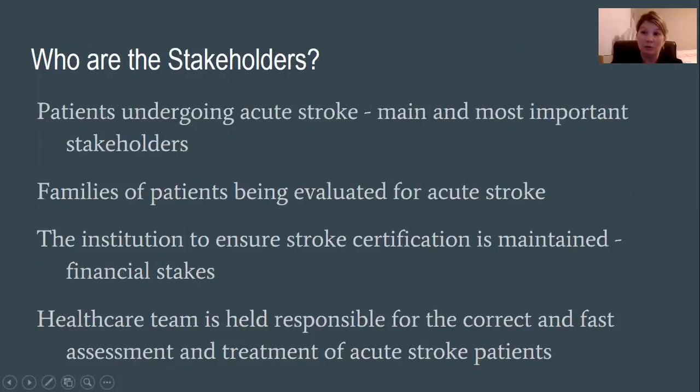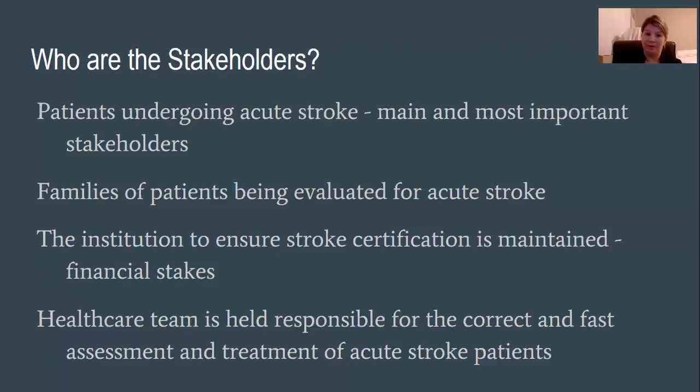So who are the stakeholders involved in the care of an acute stroke patient? Number one is the patient. They're the most important stakeholder because it's their life, their quality of life, and their outcomes that mean the most for that patient.